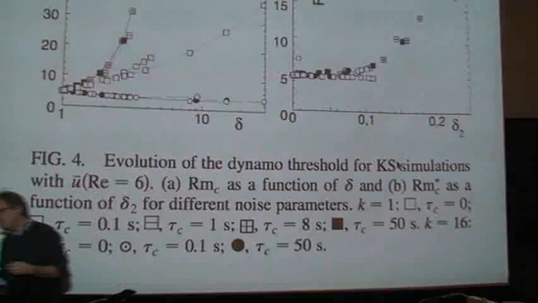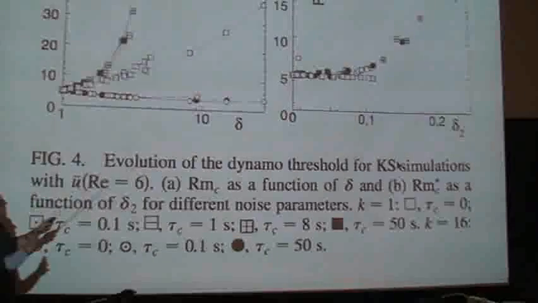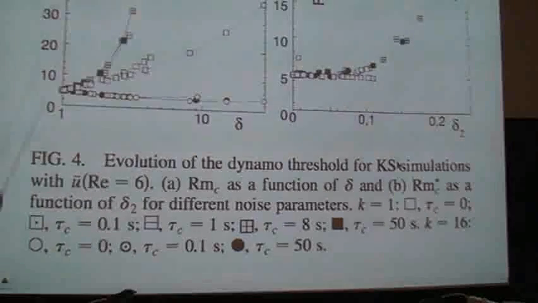And that has been confirmed by a group of François Daviau, Bérangère Dubrulle in Saclay, where you take an ordinary flow and you artificially add fluctuations. I think what they had at that time is a Taylor Green flow. So you put flow equal Taylor Green flow plus fluctuation, which you put in by hand. You throw this into a kinematic simulation, and you see that no matter how you add the fluctuations, delta and delta 2 are just two different definitions, the threshold goes up when you add fluctuations.